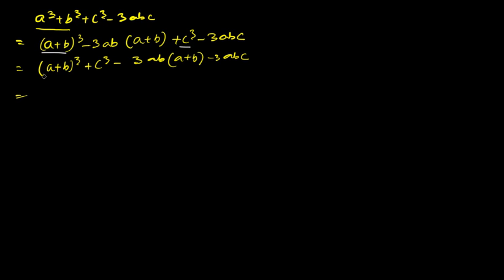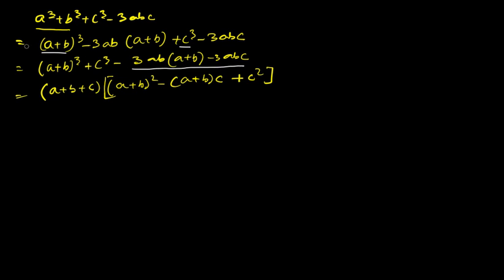Now for a plus b whole cube plus c cube, I will be using the factorized formula for a cube plus b cube. So it's a plus b plus c into a plus b the whole square minus a plus b times c plus c square, and from this much I can take 3ab common, so I'll be left with minus 3ab into a plus b plus c.